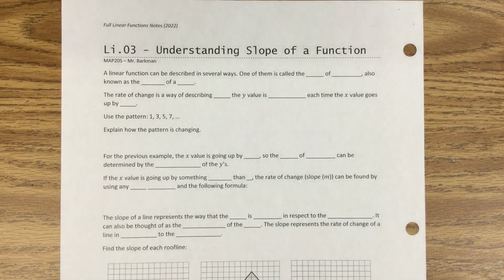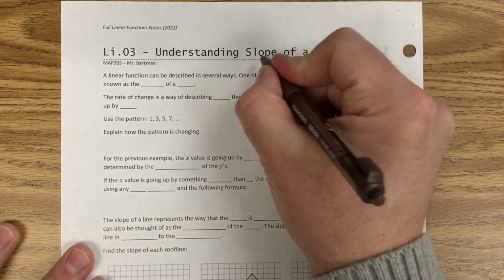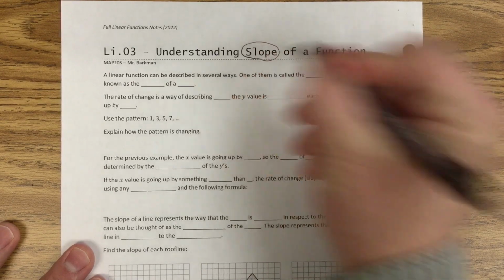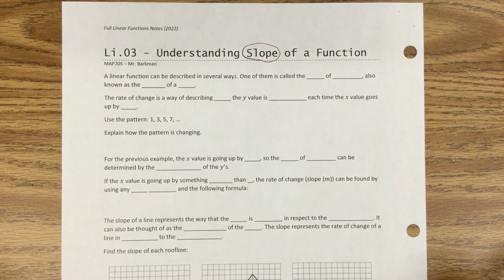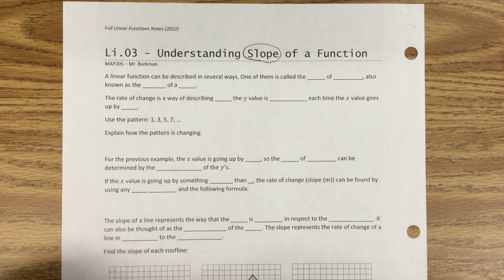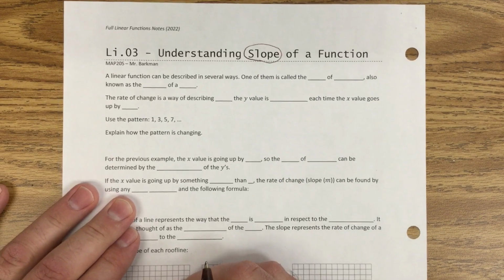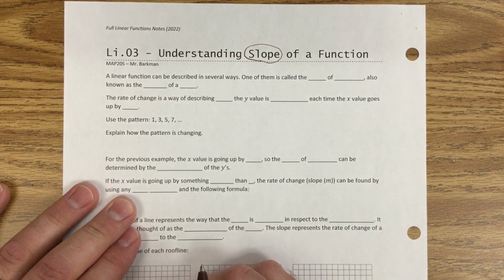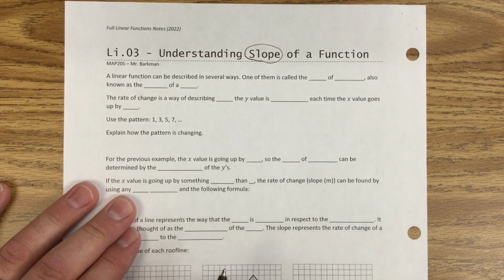What we're going to take a look at today is something called slope. This is a way of describing a linear function or a linear relationship. There are a number of ways that we're going to do it, but the one we're going to look at specifically today is slope. A linear function can be described in several ways.